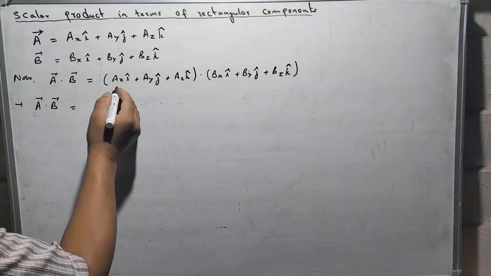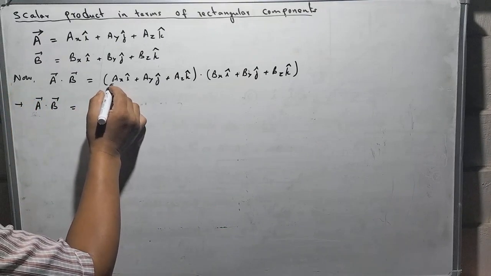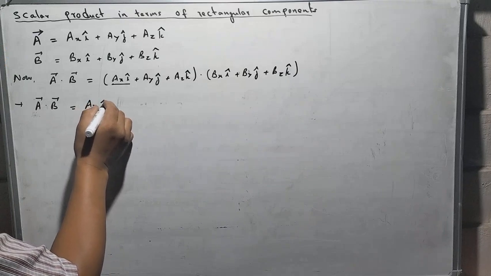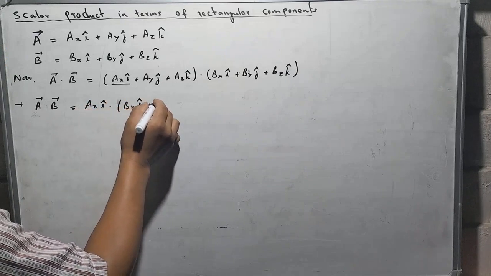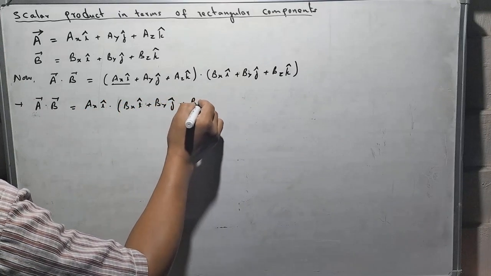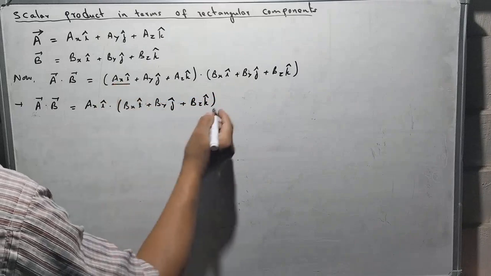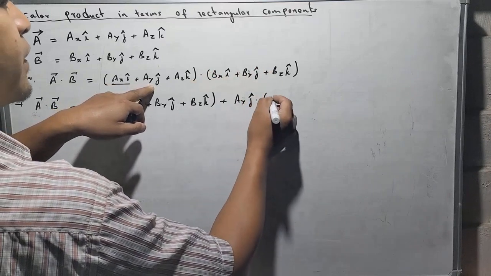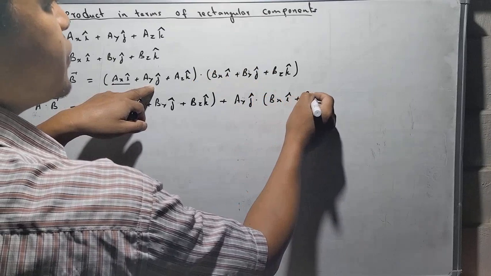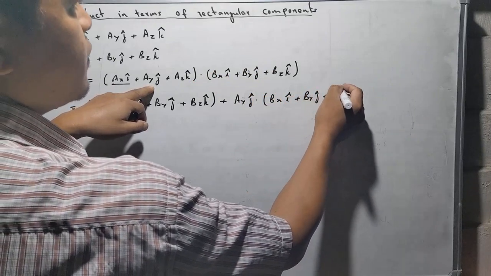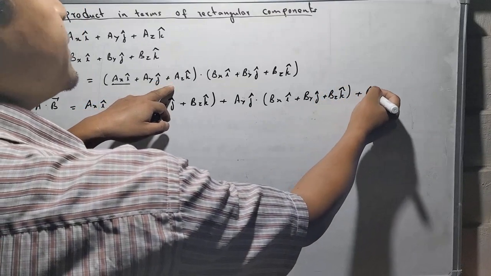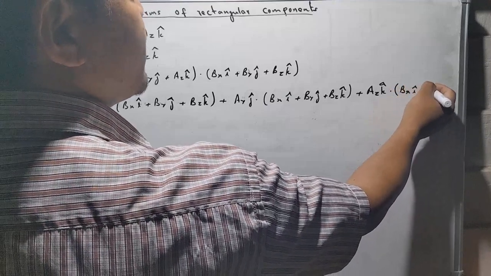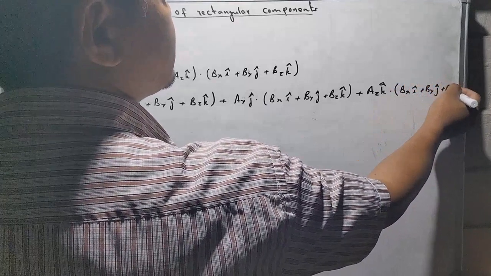In the distributive law, this is the first term of the bracket, so I can write Ax i dot the second bracket, that means Ax i dot (Bx i plus By j plus Bz k). The next term is plus Ay j, taking the dot product of this term with the bracket, we get Ay j dot (Bx i plus By j plus Bz k). Next, with the third term, Az k cap, taking dot, we get Az k cap dot (Bx i plus By j plus Bz k).